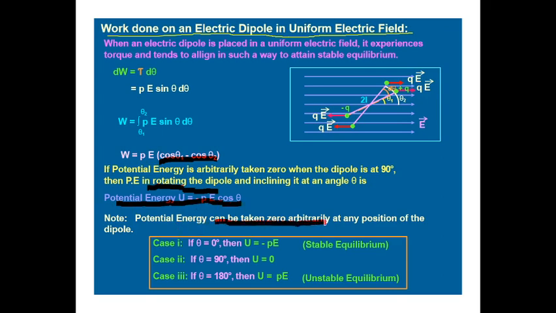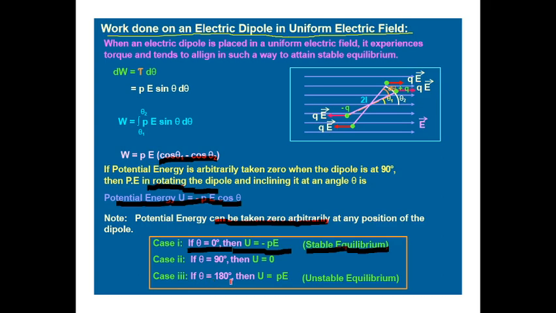Potential energy can be taken arbitrarily at any position of the dipole. In case 1, when theta equals 0, meaning the dipole moment is in the direction of the electric field, U equals minus PE. This is known as stable equilibrium, meaning it is aligned in the direction of the electric field. In case the dipole is perpendicular to the direction of the electric field, theta equals 90 degrees, so cos 90 is 0 and the potential energy is 0.